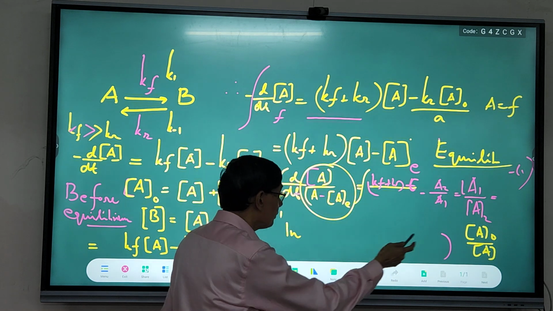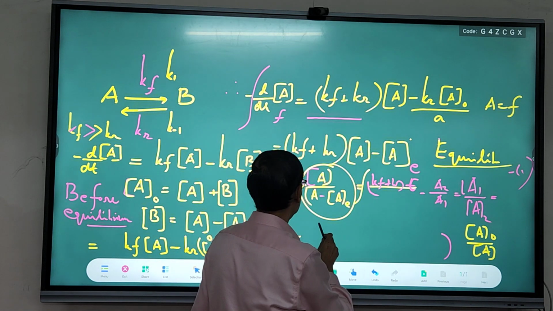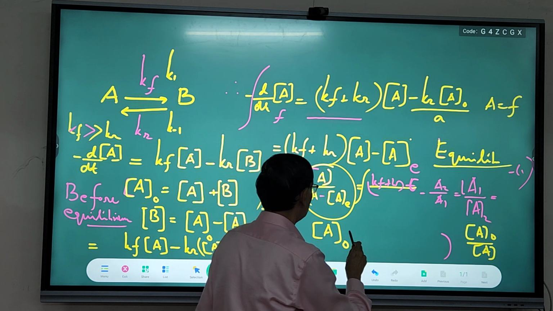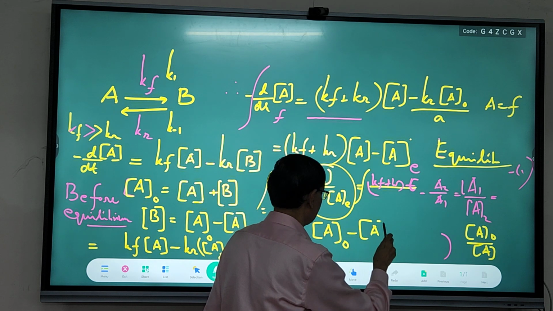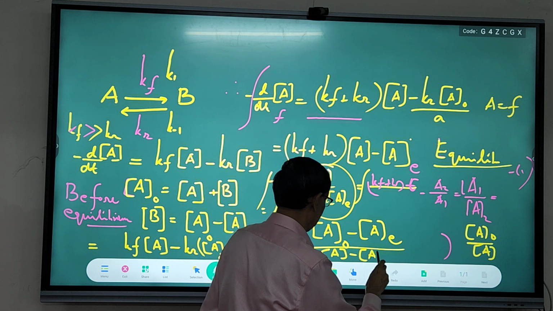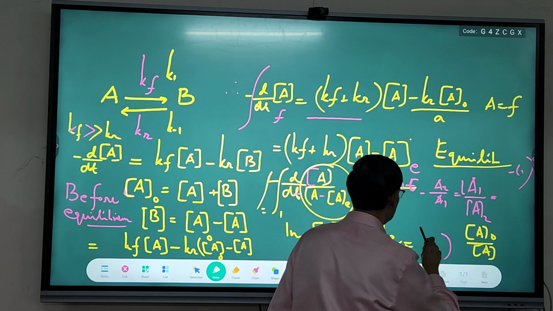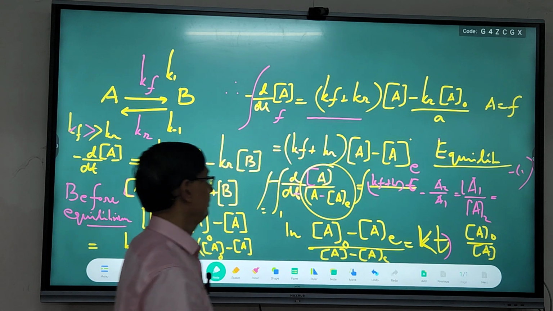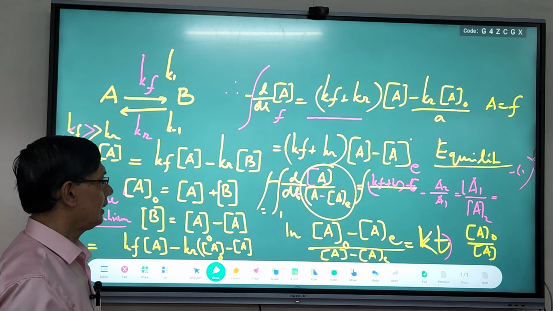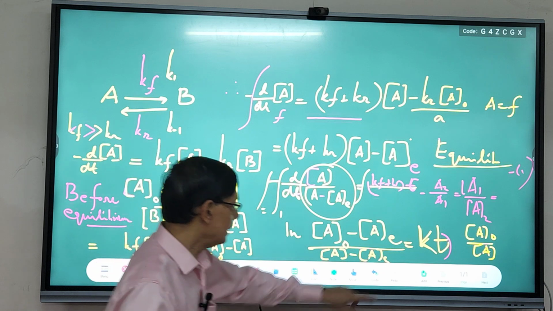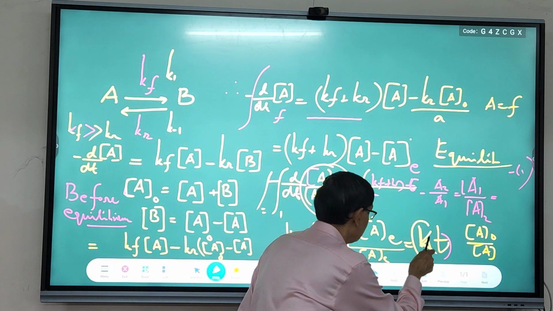So natural log. Now you substitute the value of A0, that is A0 minus AE divided by A minus AE is equal to KT. This is capital K. Now you remember, if you plot a graph between this left hand side and T, you will get the slope value is the rate constant.